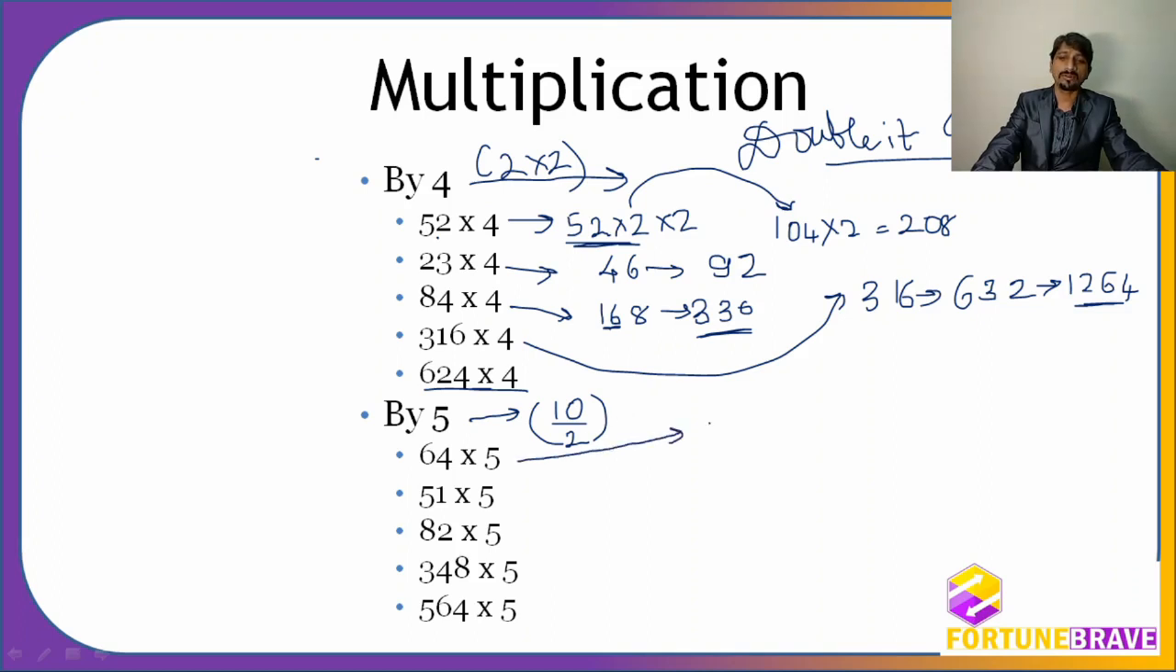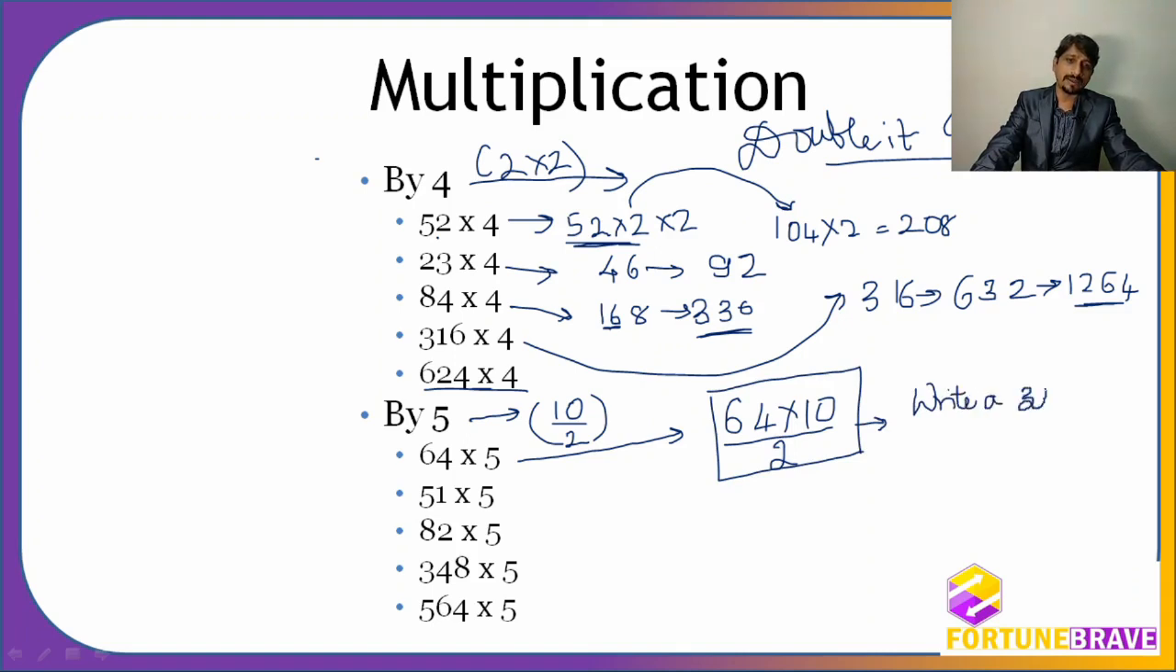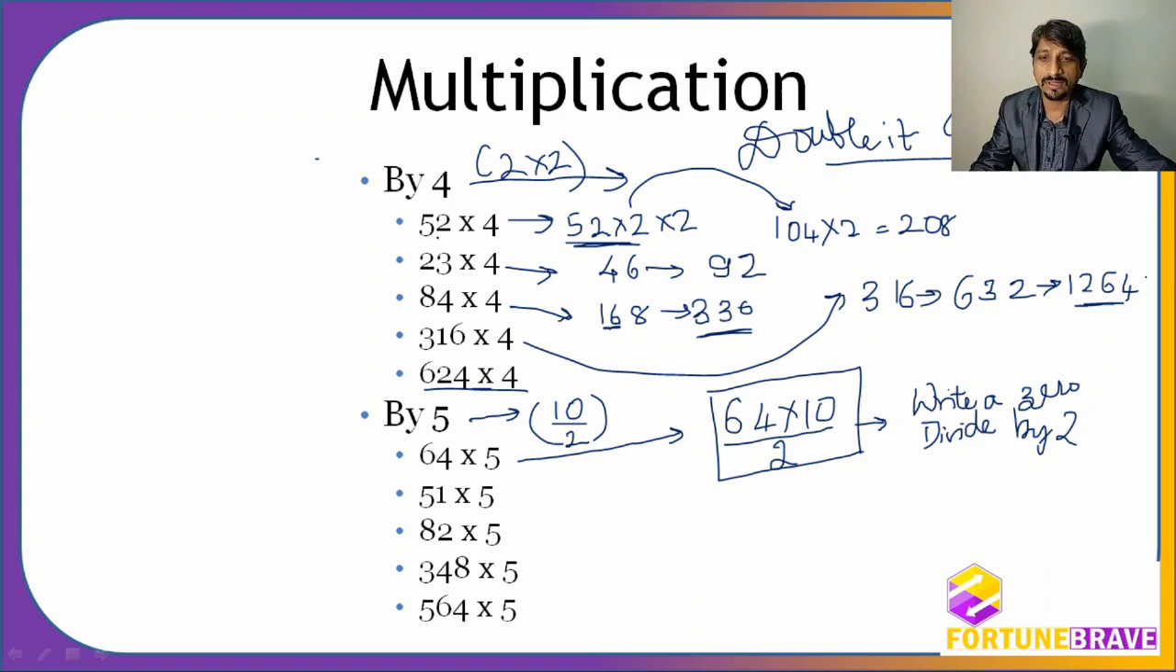For this, I am going to write 64 into 10, whole thing I will divide by 2. See here, this is what the method is. Okay, the method is what? Write a 0, divide by 2 or halve it. Are you getting my point? Divide by 2 means what? Halve it. So I'll remove this, okay, we'll do this and then remove it.